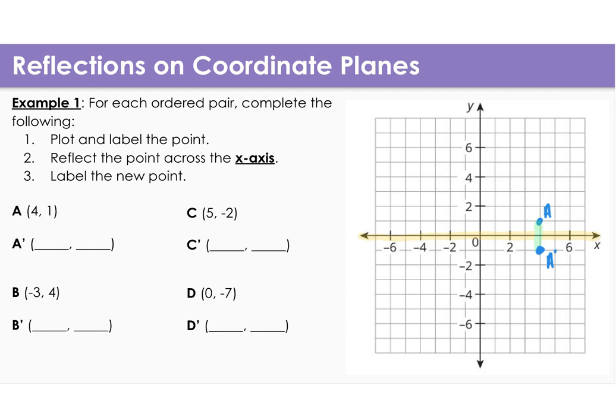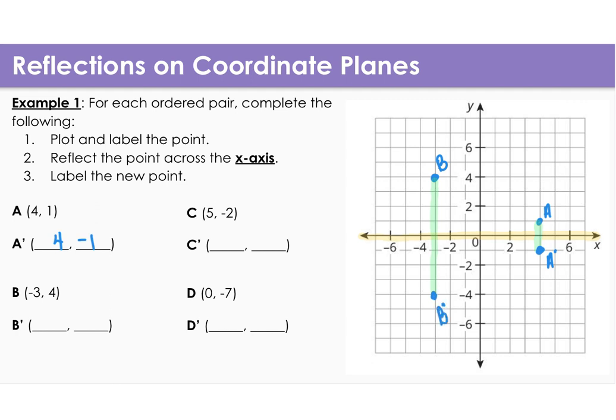So what's our new point? So our x value is still 4, and our y value is now -1. Next one, B, -3, +4. And I'm going to reflect that across the x. So I'm going to say, well, that's 4 away from the x. So I need to go in the opposite direction, where I'd reflect it and go 4 away.